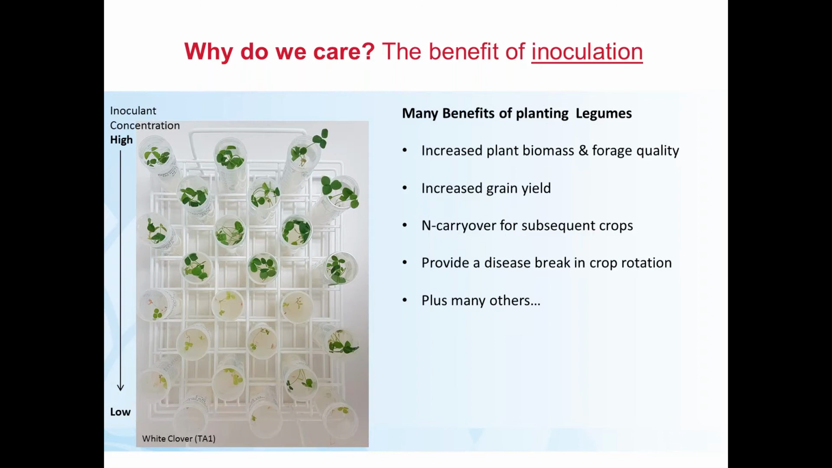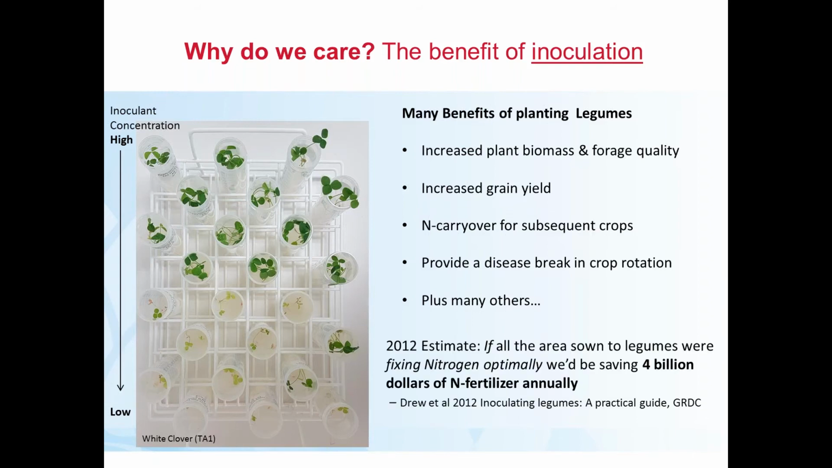And this slide actually shows a concentration gradient of high inoculant concentration to low, and you can see the benefit that inoculation gives. So in 2012, a back of envelope calculation was done that said if all the area sown to legumes in Australia were fixing nitrogen optimally, we'd be saving $4 billion of nitrogen fertiliser annually in fixed nitrogen, which is a huge benchmark to live up to.